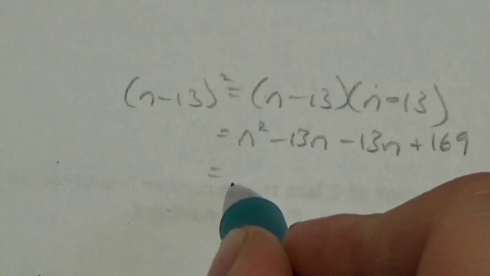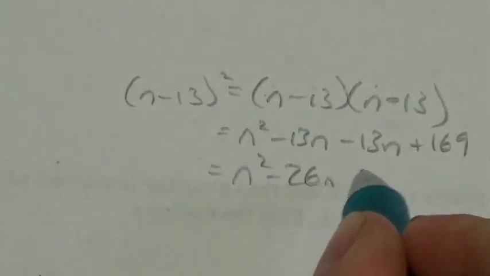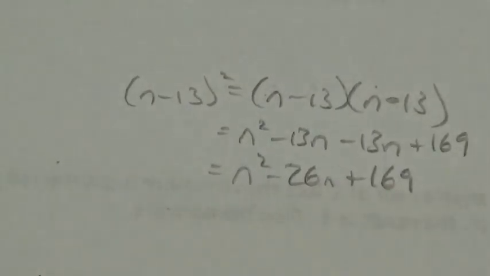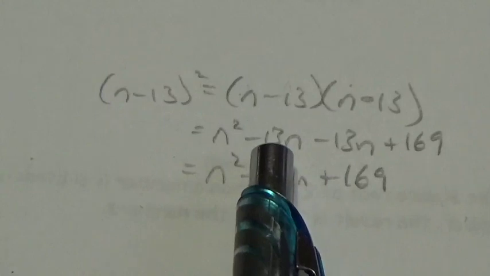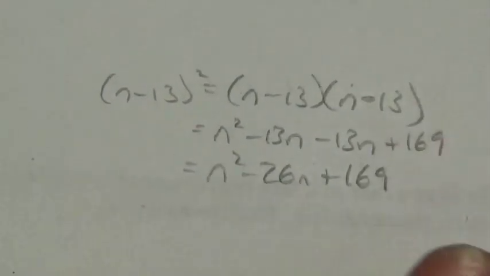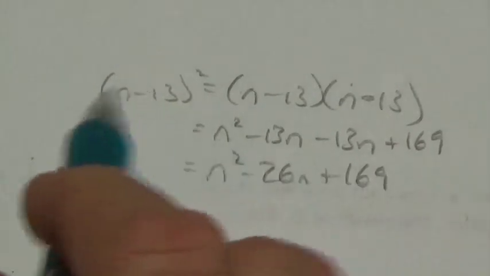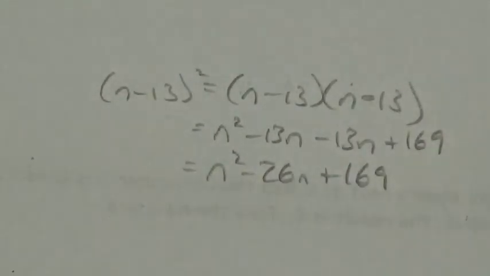And when you add together those two middle terms, you're going to get the negative 26n plus 169. Now, you know that you're supposed to do that. But a lot of people will immediately just square the first term, square the last term, think they're done, and away they go. Please remember, whether you call this FOIL or just distribution, that when you're squaring a binomial, you're going to get that middle term there.